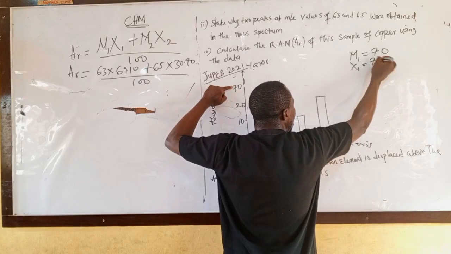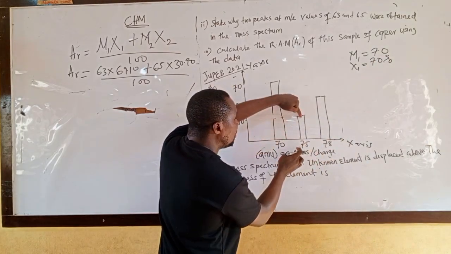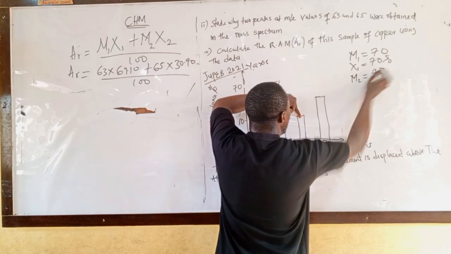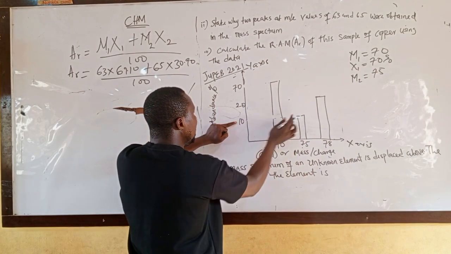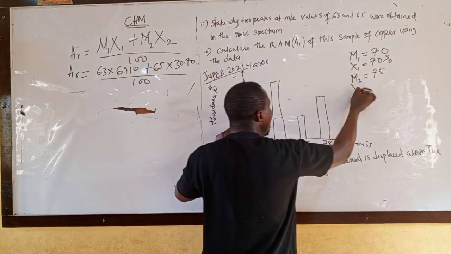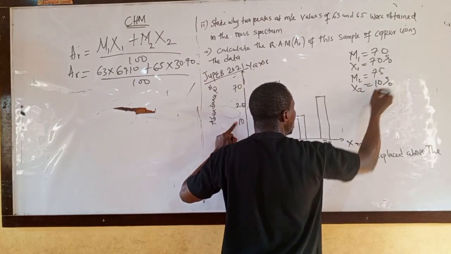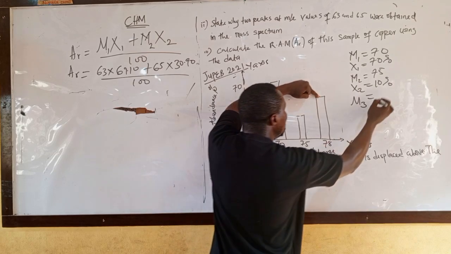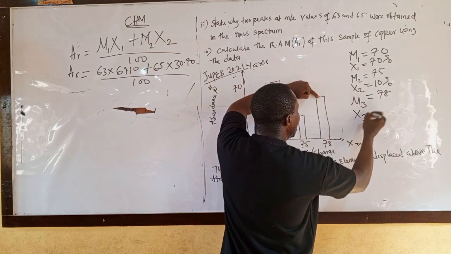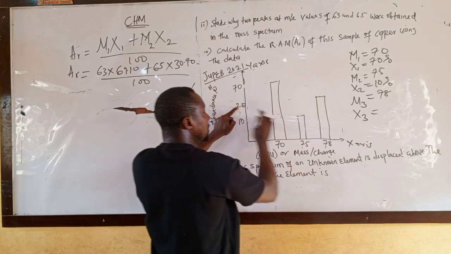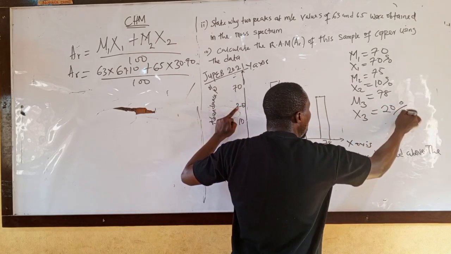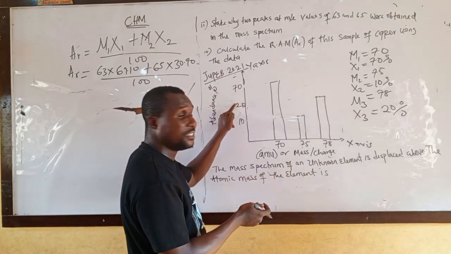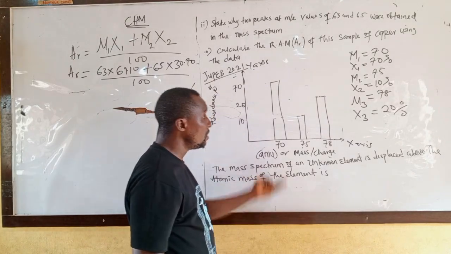S1, 70%. The second isotope, mass M2, is 75. The relative abundance is 10, that means in percentage, S2, 10%. M3 is what? Mass is 78. The relative abundance, 20%. If you sum up all the relative abundance, it must be 100. 70 plus 20, 90, plus 10, 100. It must be 100. It's 100.